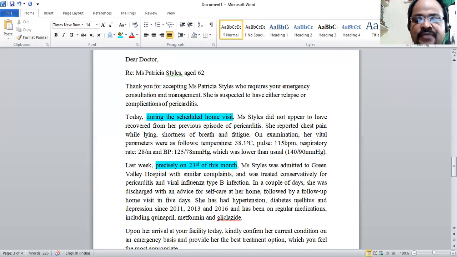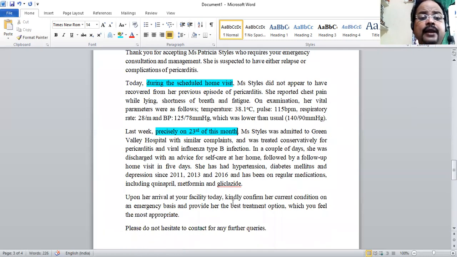So this is what we have said, and as we have outlined the condition, we have to make the request upon her arrival at your facility today. Today she is arriving, so we have to highlight that too, because we have not written that in the introduction, in the purpose paragraph. We have included that here. Upon her arrival at your facility today, kindly confirm her current condition on an emergency basis and provide her the best treatment option, which you feel is most appropriate.